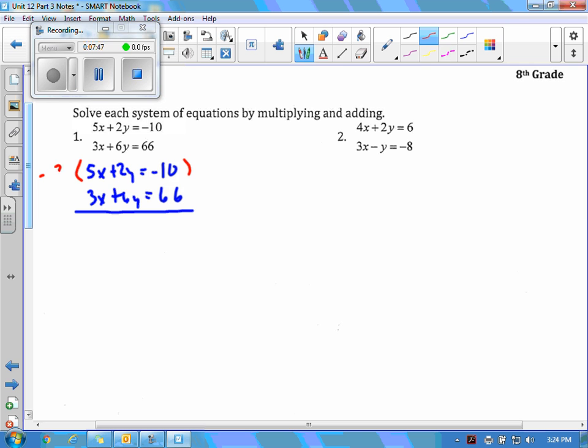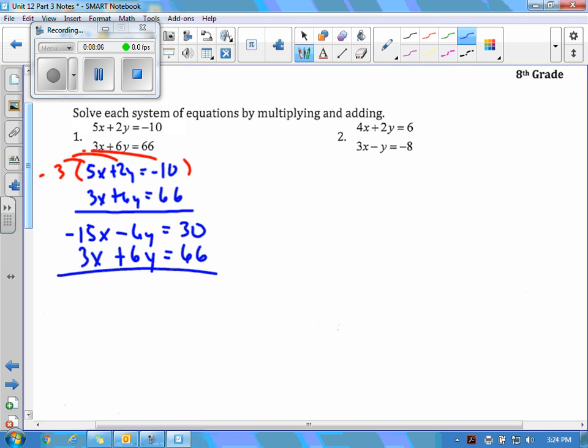So I'm going to multiply everything on the top equation by negative 3. When I do that, I get negative 15x minus 6y equals positive 30. If I then put my other equation underneath it, now I have a negative 6y and a positive 6y, so I can add these together to eliminate them. Negative 15x plus 3x is negative 12x. Negative 6y plus 6y is 0. 30 plus 66 is going to give me 96.